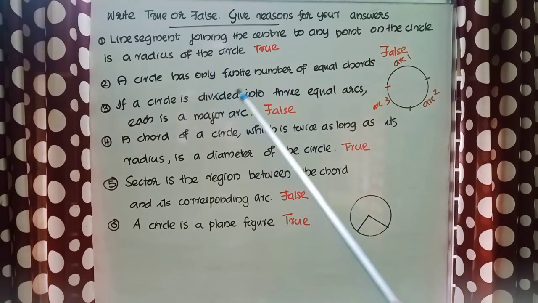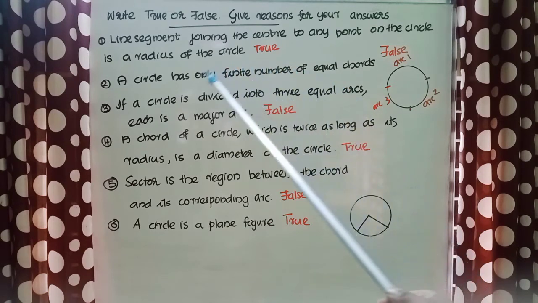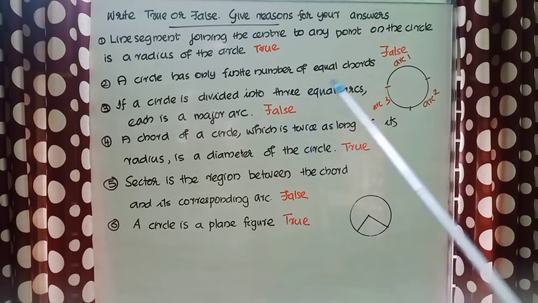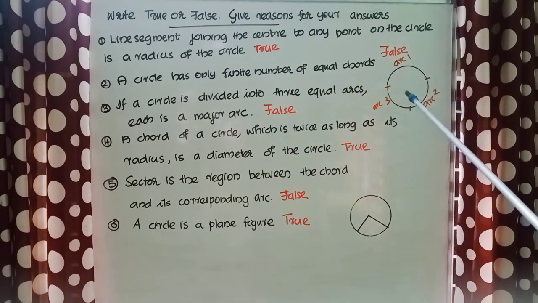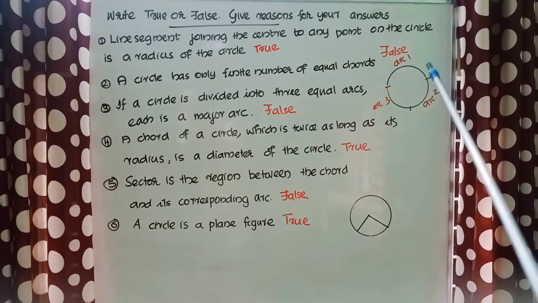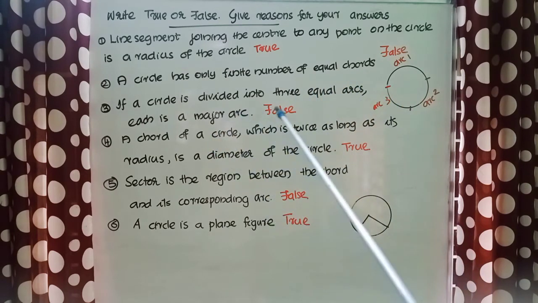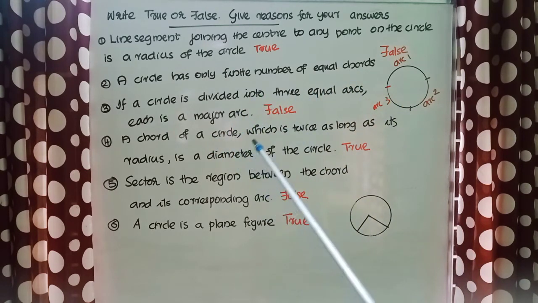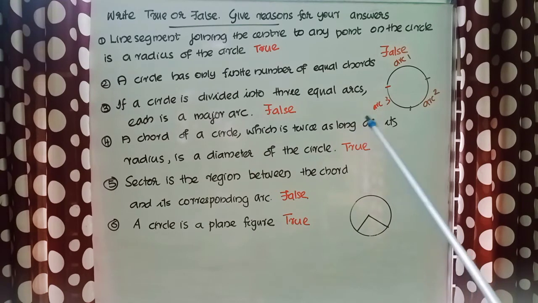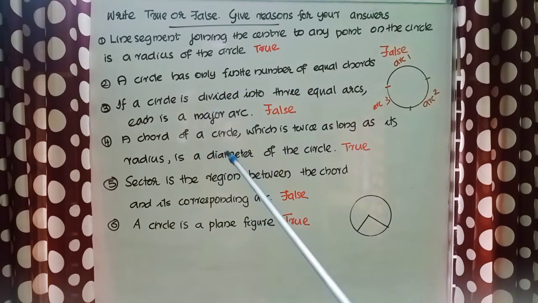If a circle is divided into 3 equal arcs, each is a major arc. You see here I have drawn a circle and there are 3 arcs. I marked arc 1, arc 2 and arc 3. If 3 arcs are equal, it is not major arcs. So it is false.